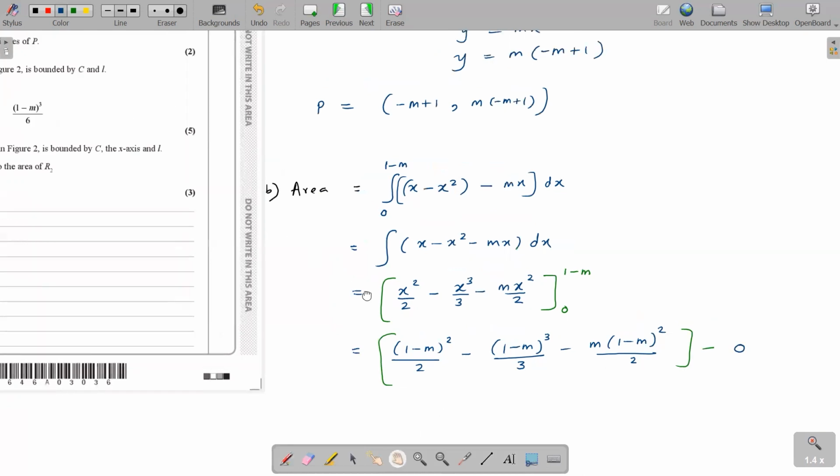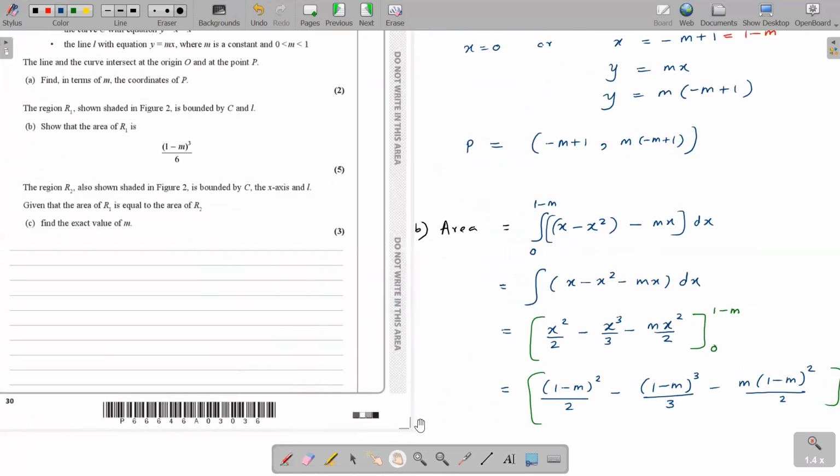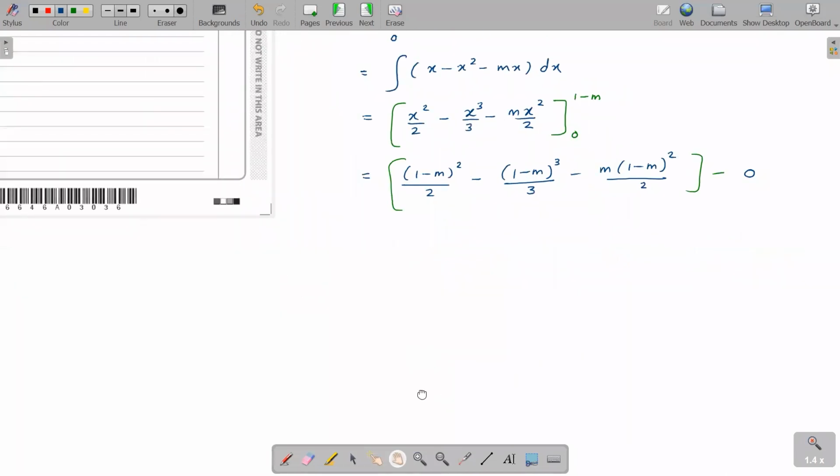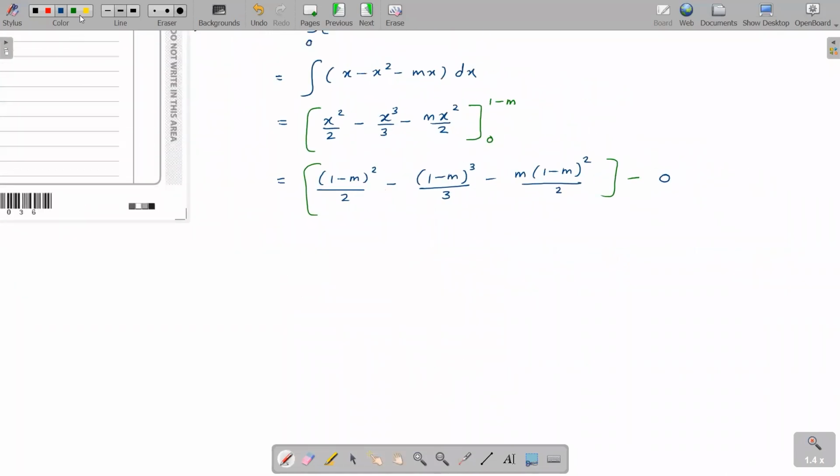Okay. So now let's simplify, and I need to show that the area of R1 is this. How do we get this? First thing is, shall we take the common things out? What are the common things here? For example, you can see (1 minus m) to the power 2 is common. Do you agree? For all these three terms, (1 minus m) square is common. Shall I take it out? (1 minus m) to the power 2 is common.